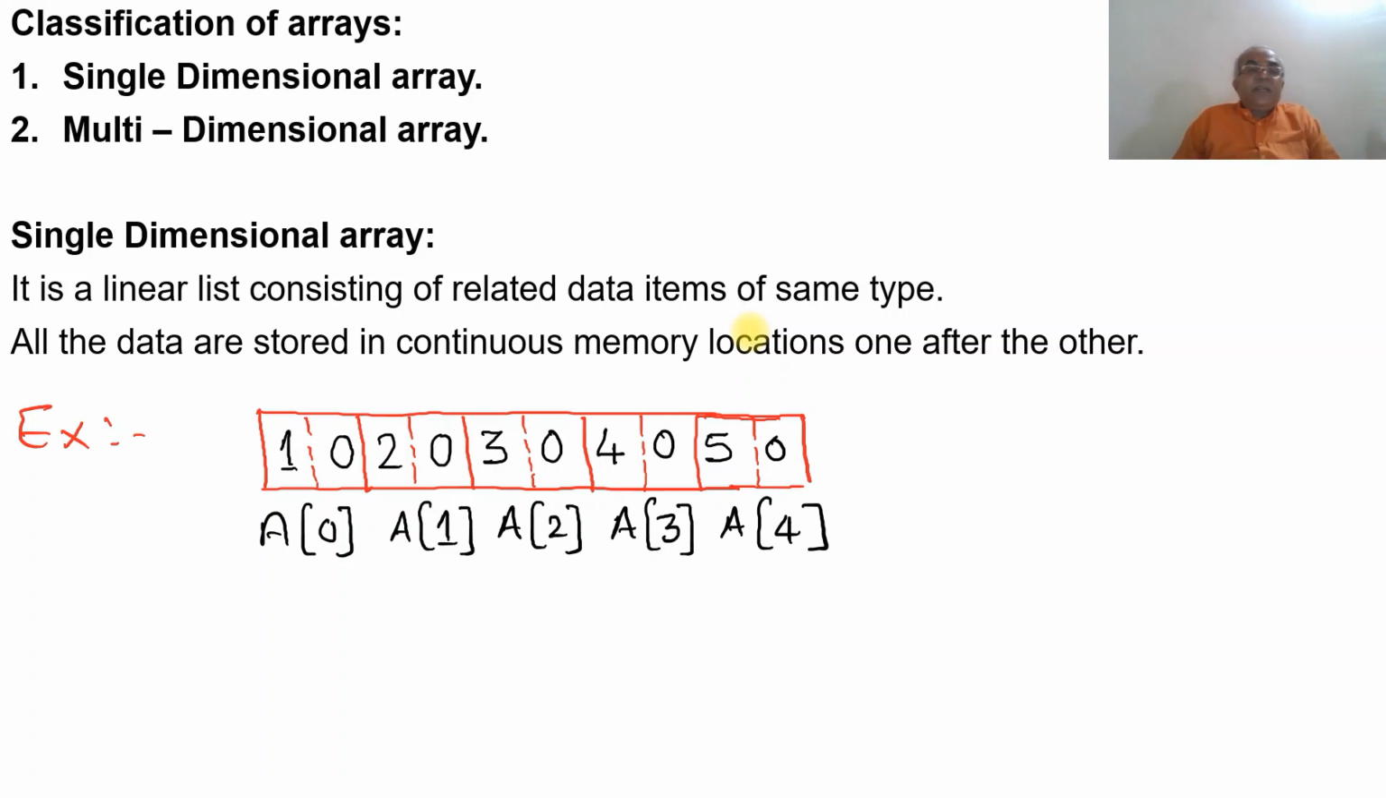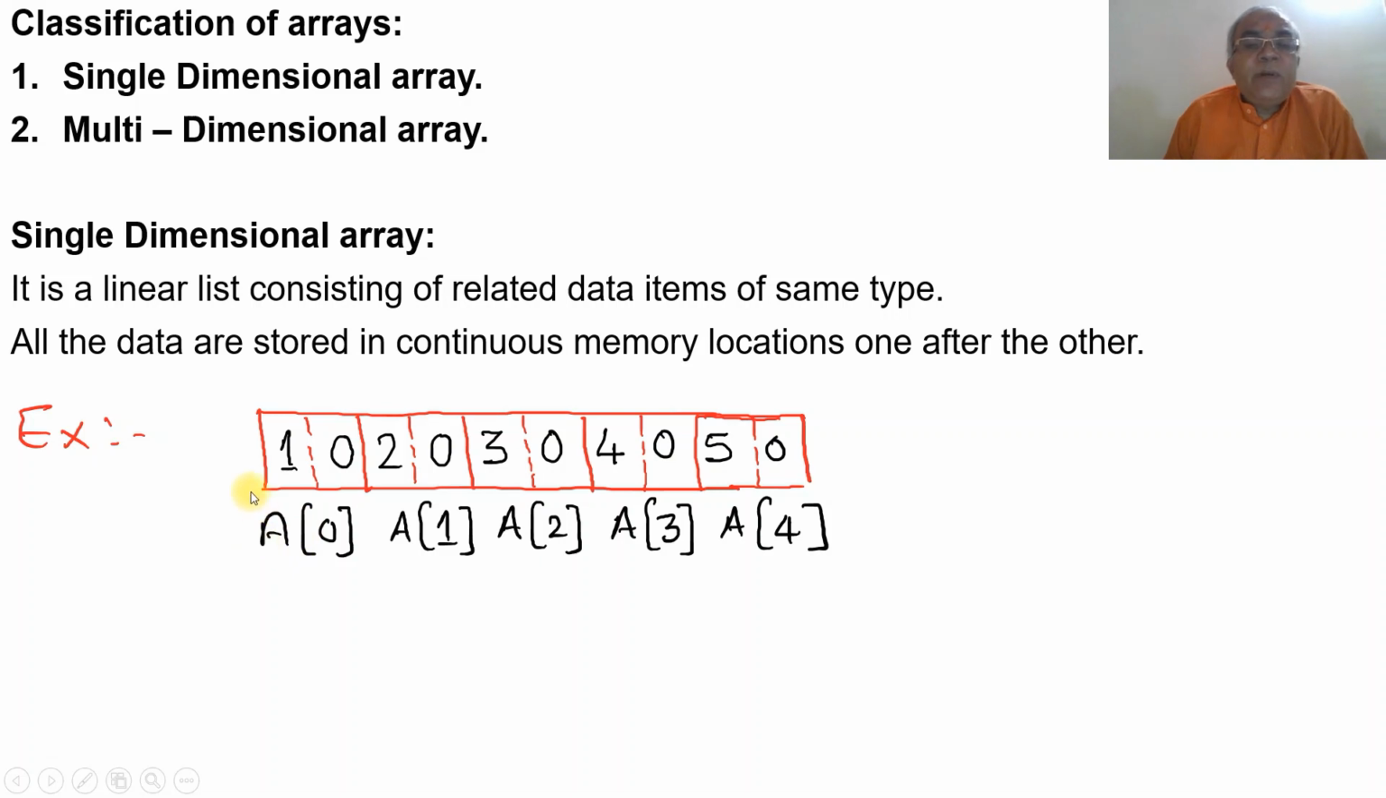Next comes the classification of arrays. How are arrays classified? Arrays are classified as single dimensional arrays and multi-dimensional arrays. What is a single dimensional array? It is a linear list consisting of related data items of the same type. That means one data being an integer and another in the same array being a float is not possible. So it is a linear list consisting of related data items of the same type.